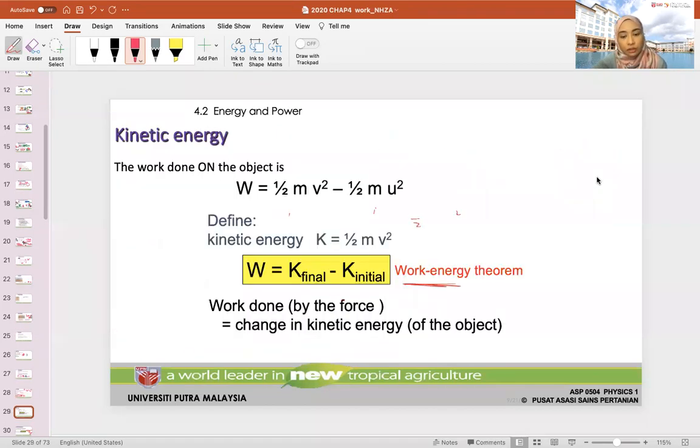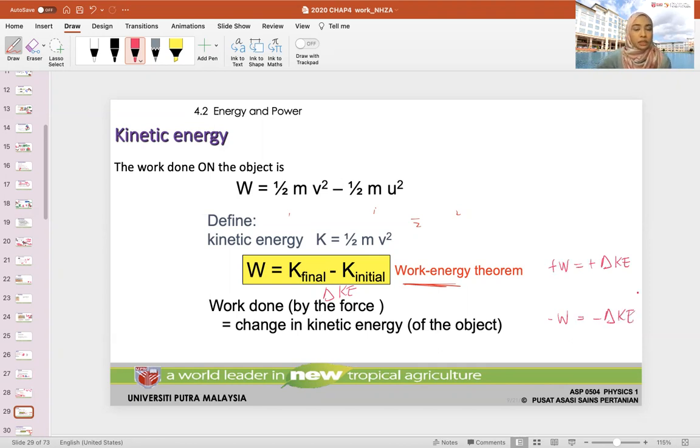Okay, moving on. This is known as the work energy theorem. The work energy theorem tells us that the work done on an object is K final, the final kinetic energy, minus the initial kinetic energy. There must be a change in KE. This is why we have the final and initial. When we have positive work done, it would mean that we have a positive change in KE. When we have negative work done, we would have a negative change in KE.